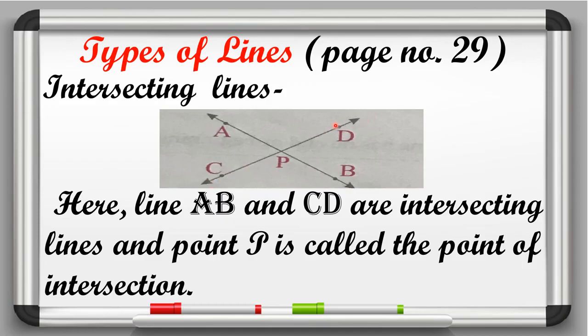Okay, they both are intersecting each other, so that's why they are called intersecting lines. And the point at which they meet is point P. So here point P is called the point of intersection.